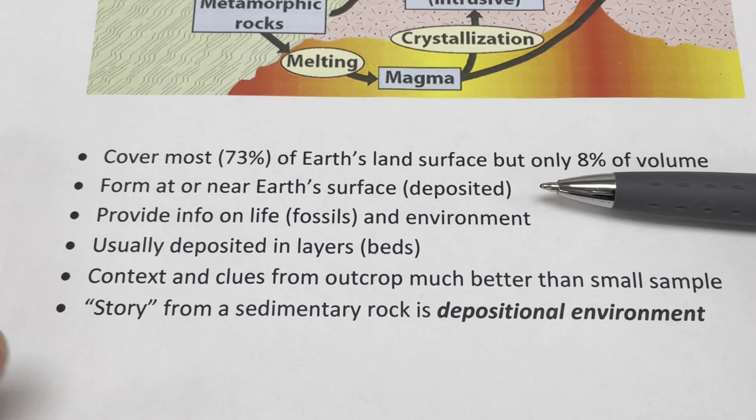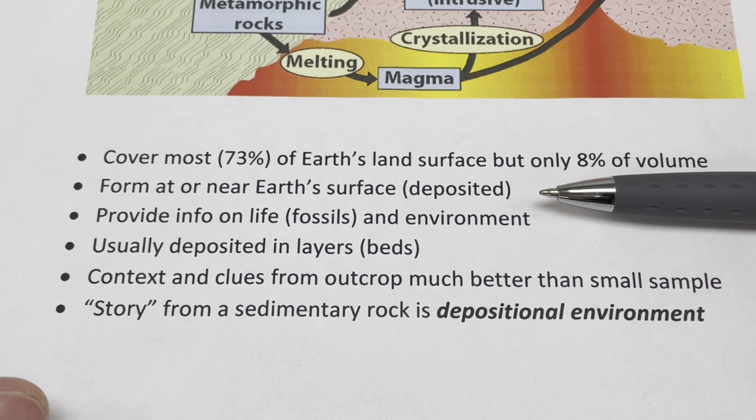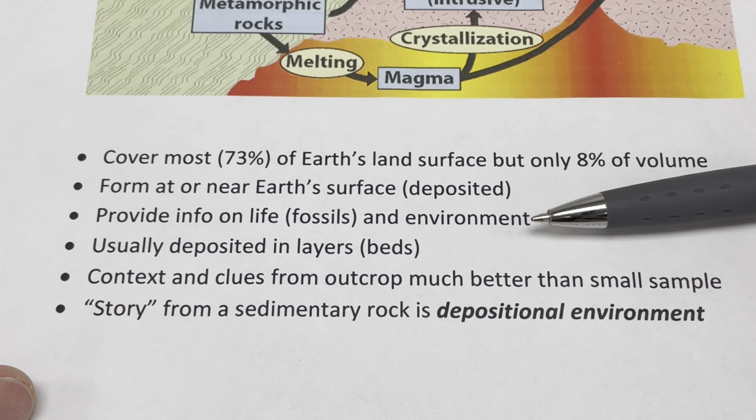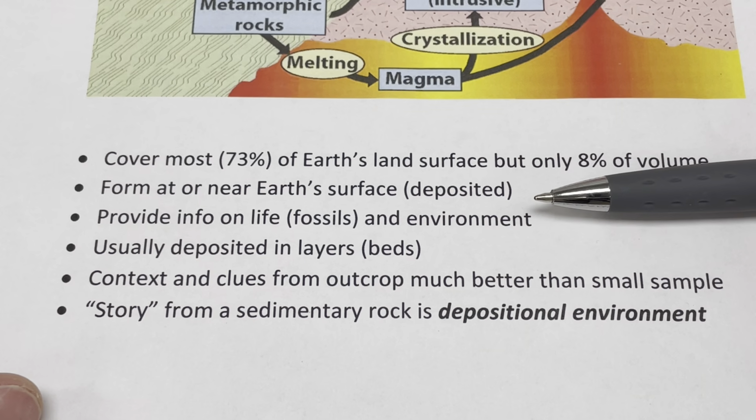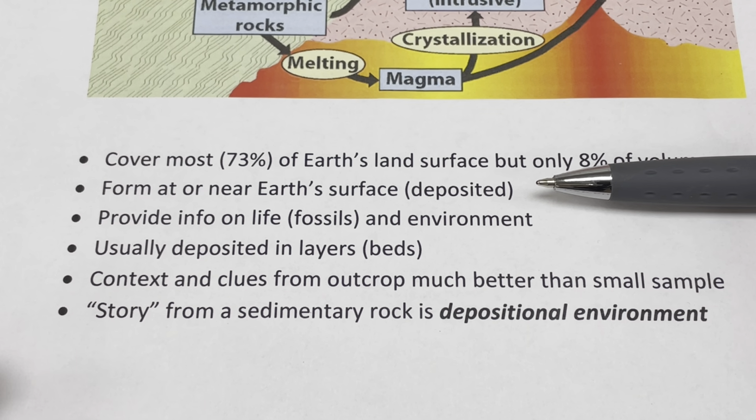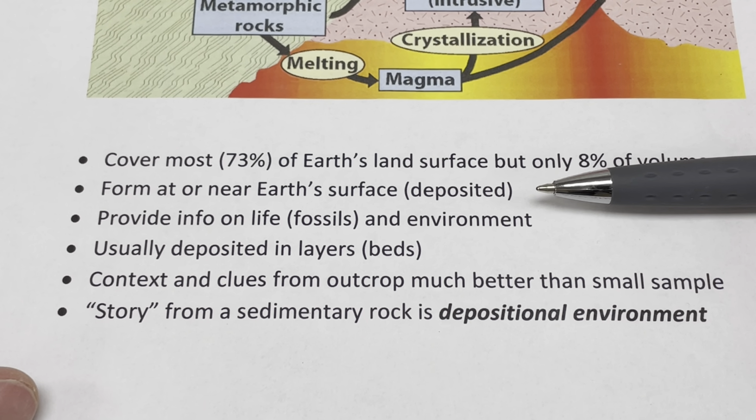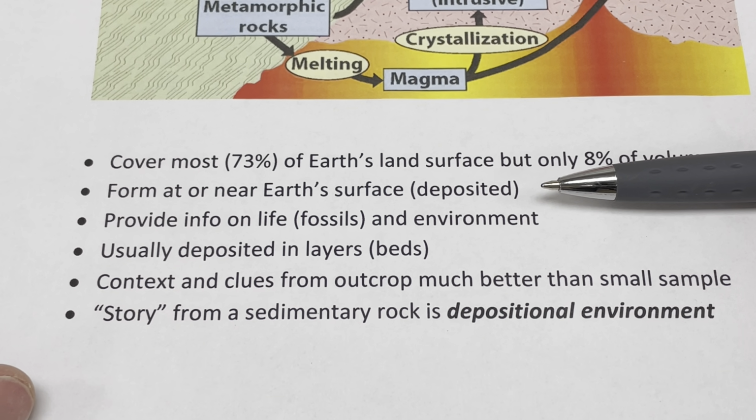Sedimentary rocks, unlike the igneous and metamorphic rocks that we've looked at, have a distinction in that they form at or near Earth's surface. So the main verb we use when we talk about sediments and sedimentary rocks is depositing these sediments, or deposition. That's the laying down of these materials at Earth's surface.